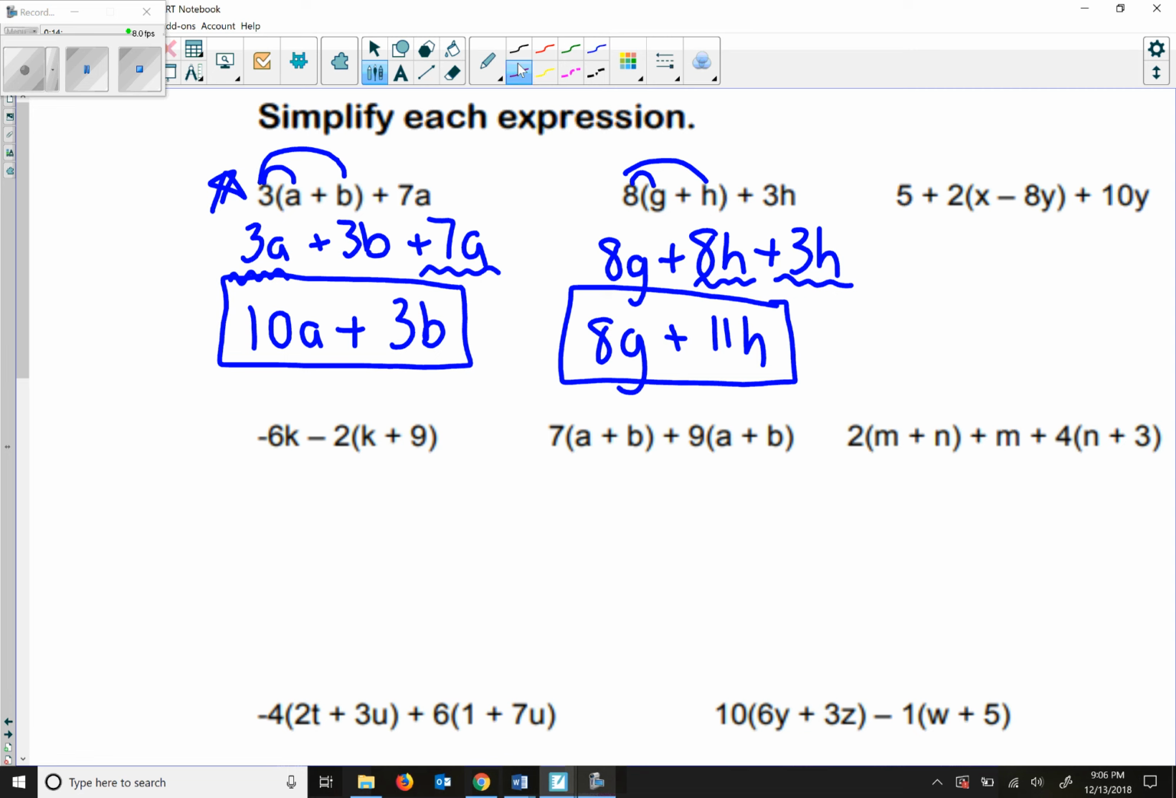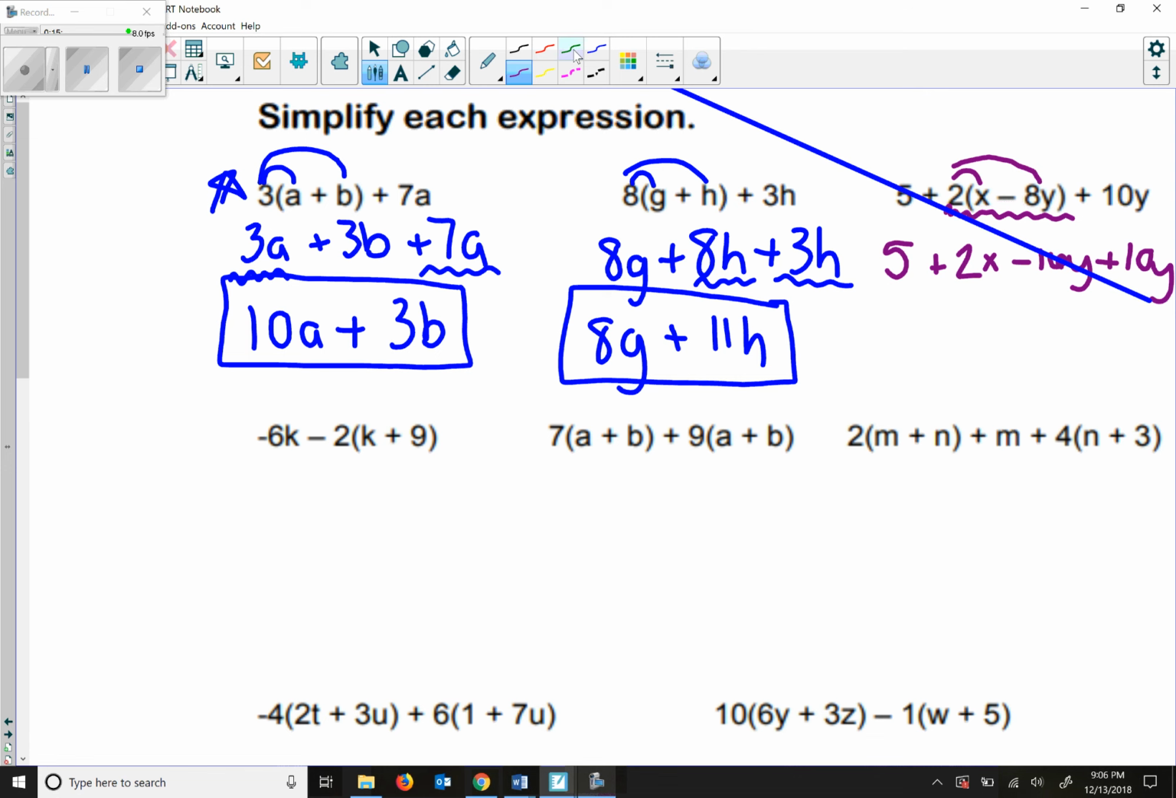Now if I move on to this third one over here, again, kind of a similar process, but what they've done is they've taken the distribution and they've moved it in a little bit instead of having it be right out in the front. Okay, this process is no different. You're taking this 2 and you're distributing it through. So I have 5 plus 2x minus, now I've got 2 times 8, which gives me 16y plus 10y.